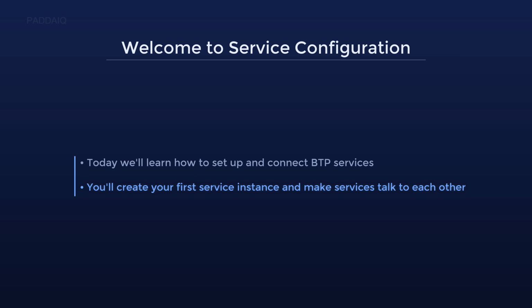You will create your first service instance and make services talk to each other. This means setting up a cloud service and connecting it to another, like linking a database to an app. For example, connect a user authentication service to your application so it can verify logins. This foundational step enables seamless integration between different SAP BTP services.